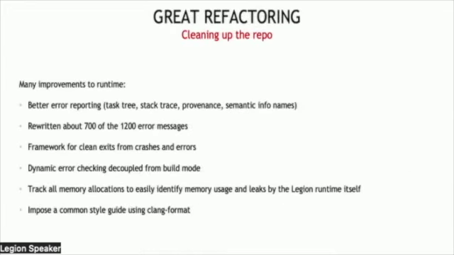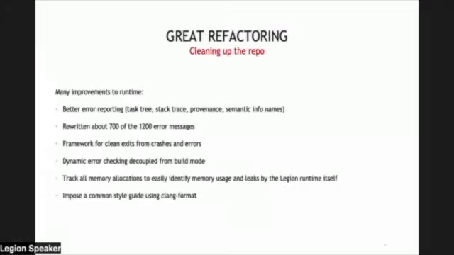Okay, let's see. Some other stuff that's happening. We are trying to clean up the Legion runtime and make the repository a little bit cleaner. We promised we were going to do that the last time and we didn't get to it. We're doing lots of stuff, and I'm not going to read off all these things, other than to mention that I've rewritten about 700 of the 1,200 error messages in Legion, and I'll be finishing up the rest of them very shortly. Hopefully that'll make error messages much cleaner and nicer for everyone. And the Legion repo will get a lot cleaner once we do this.